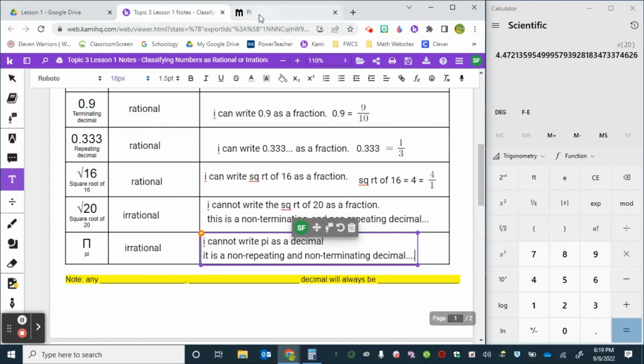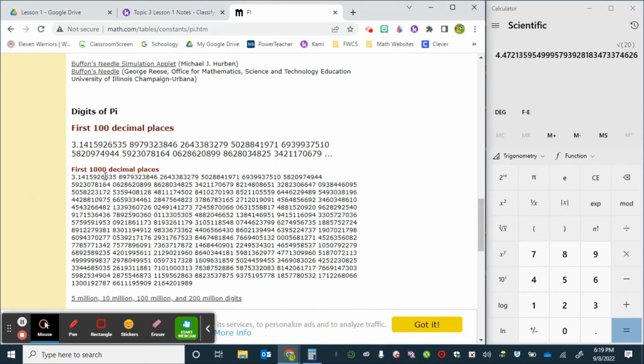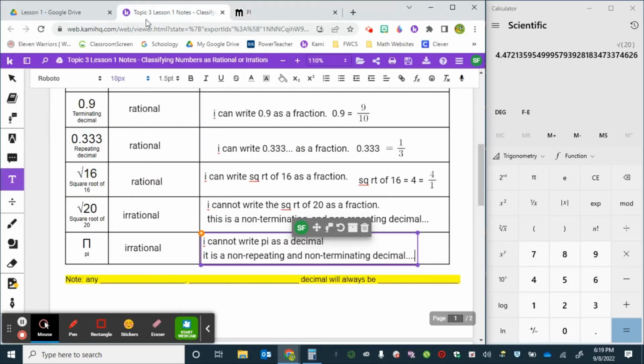I actually have over here the first 1,000 place values of pi. And you can scroll through this and you can see that you will never find a repeating pattern. And you can see that it's going to go on and on and on and on forever. I actually just read an article where some guys at Google took pi out to some crazy number like the 31 billionth digit, and they were not able to find a repeated pattern, so that makes it irrational.